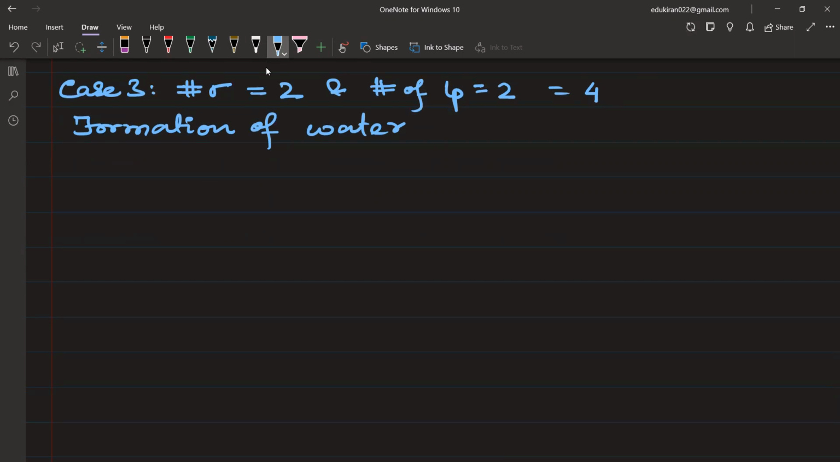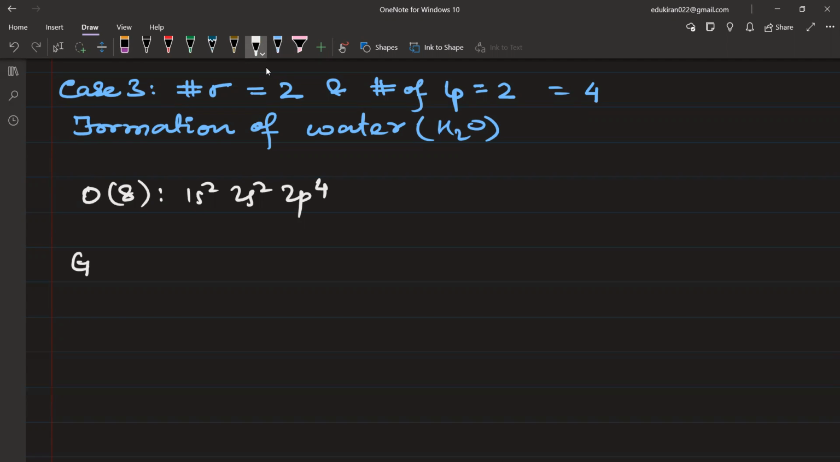Now, in this case, the central atom is what? Oxygen. So what will it be for oxygen? Please start writing. The electronic configuration of oxygen is going to be 1s2, 2s2, 2p4. Now, if I look at the ground state configuration for 2s and 2p, it is going to be 1, 2, 3, and 4.